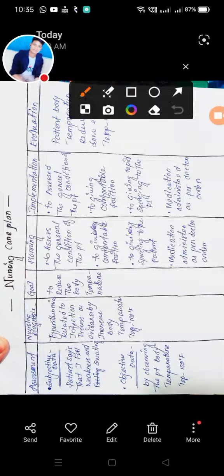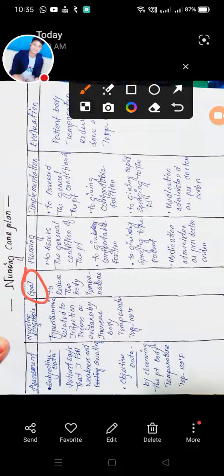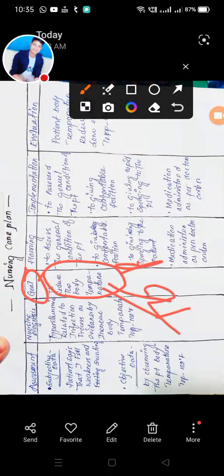And the next step is the goal. What is your goal? It depends on the patient's complaint. In case the patient has a fever, your goal would be to reduce the body temperature. In case the patient has pain, your aim will be to reduce the patient's pain.